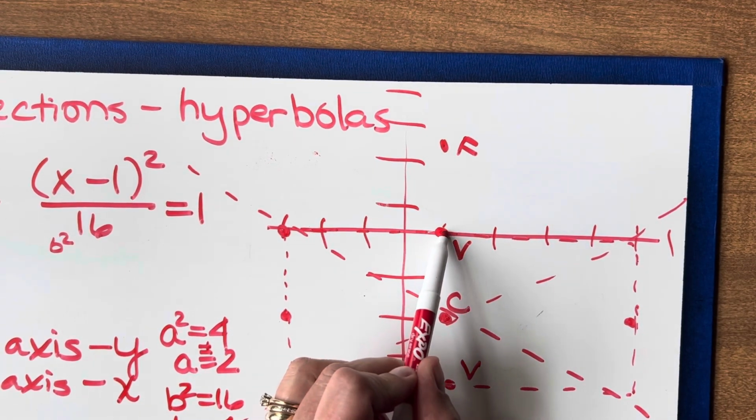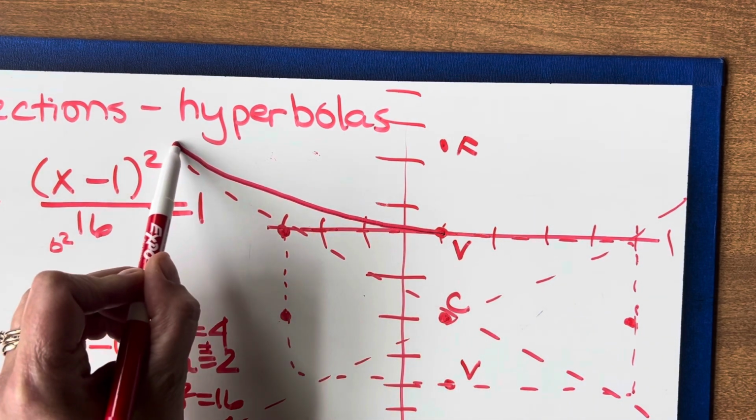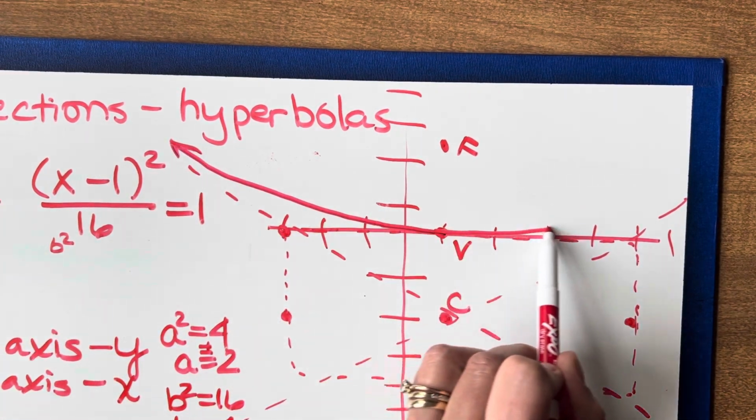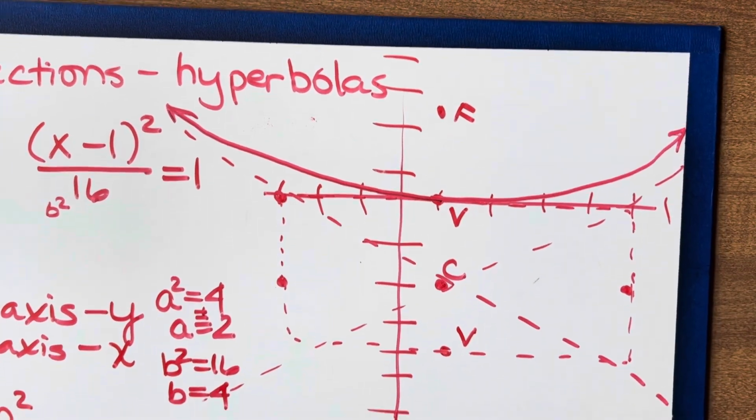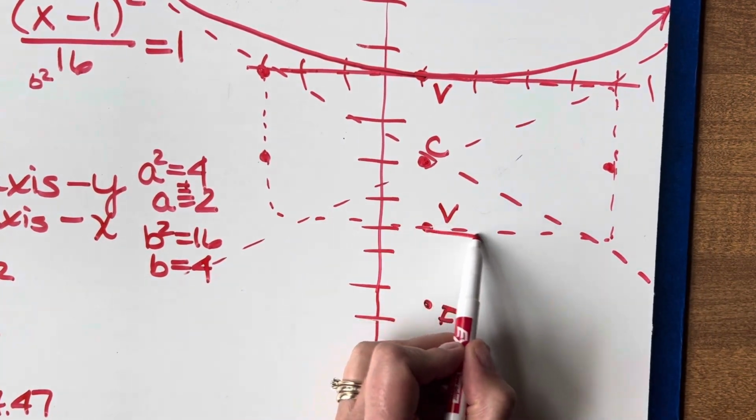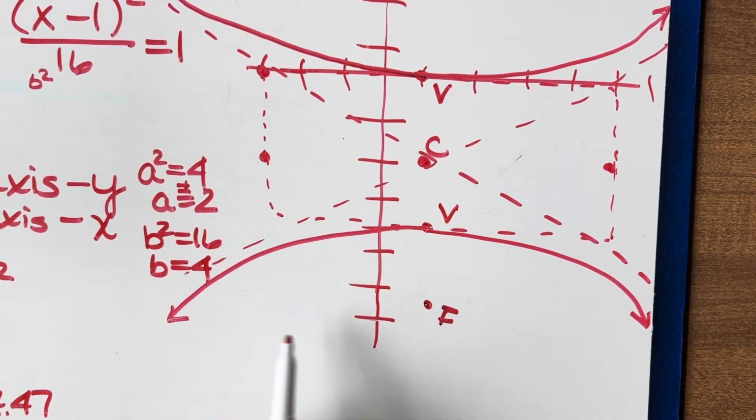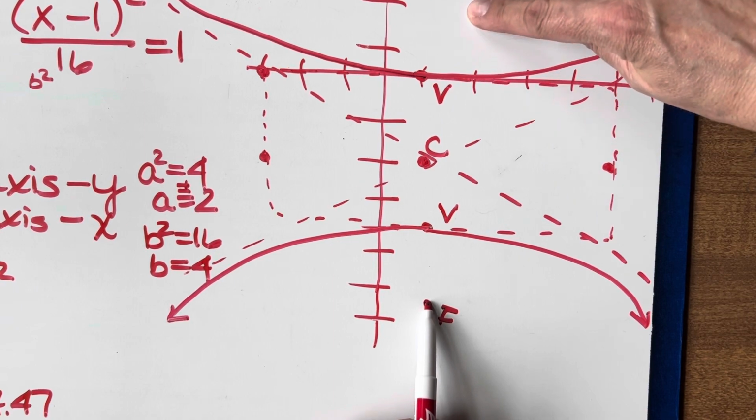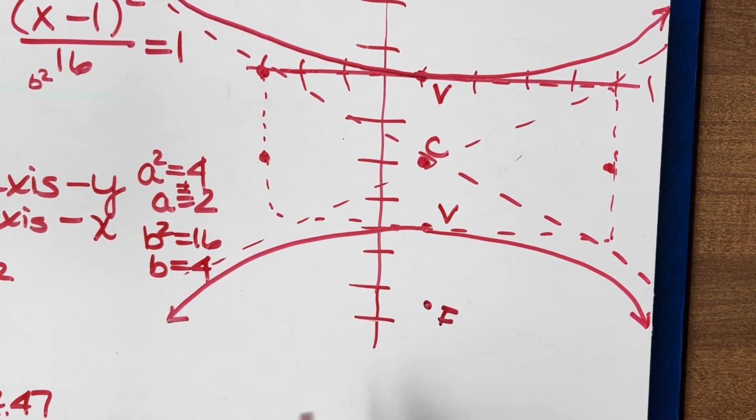So I'm going to start here at my vertex, and I'm going to sketch out my graph so that it gets really, really close to these asymptotes but doesn't touch them. So I've got my top part. I'm going to come down here and do the same thing and sketch it, and I'm going to get the bottom part. And you can tell that these foci are right inside these two parts of my hyperbola.